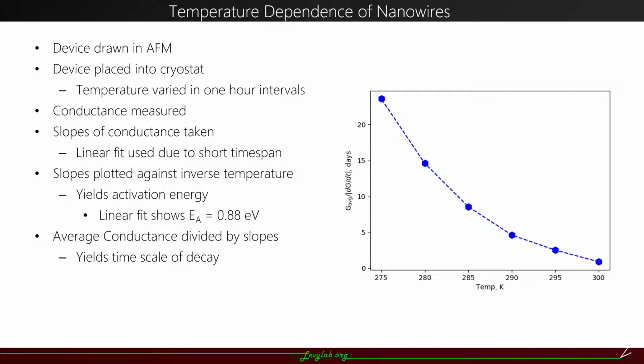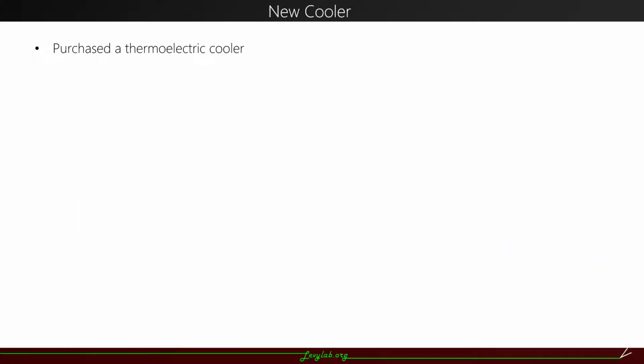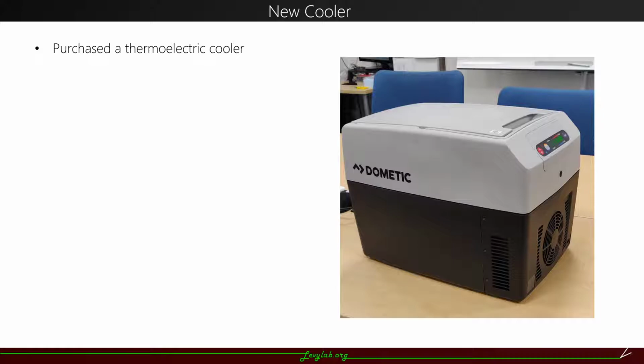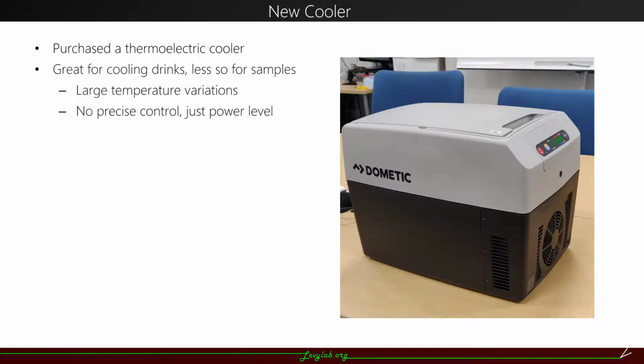However, we'd like to take more data, we'd like to look further at this, and we'd like a more convenient way of cooling our samples than using the cryostat. So we purchased a thermoelectric cooler. And this thermoelectric cooler is really good for cooling your drinks. But it's not that good for cooling your samples because it has no real temperature control. You can select the power level, and these arbitrarily defined power levels, as created by the manufacturer, have some very large temperature variations of around 2 degrees Celsius or so. That's good for cooling your drinks, but we want more precision than that.